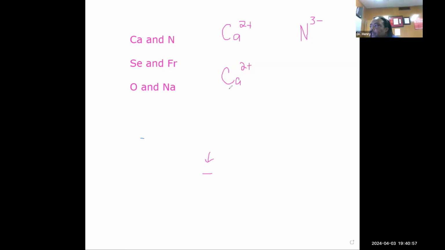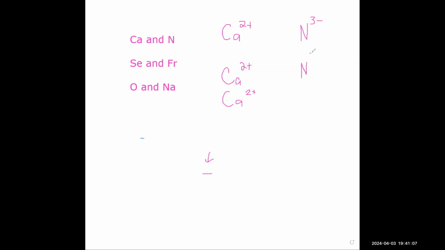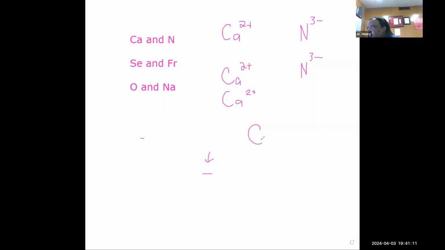I'll need 3, right? So that's going to give me a total of 6 positives and 2 nitrogens. That's right. So then my chemical formula is going to be Ca 3 N 2. Okay.